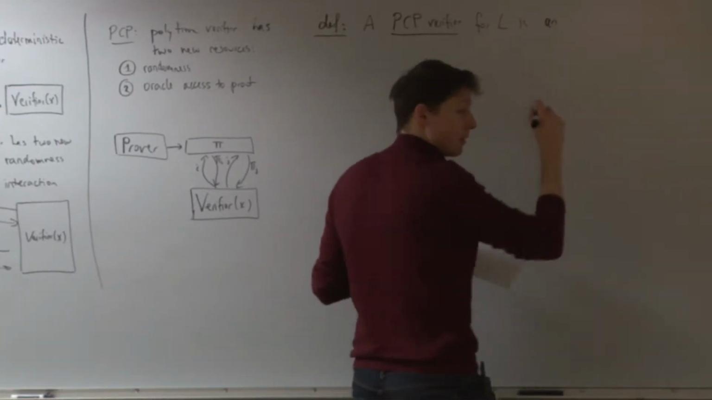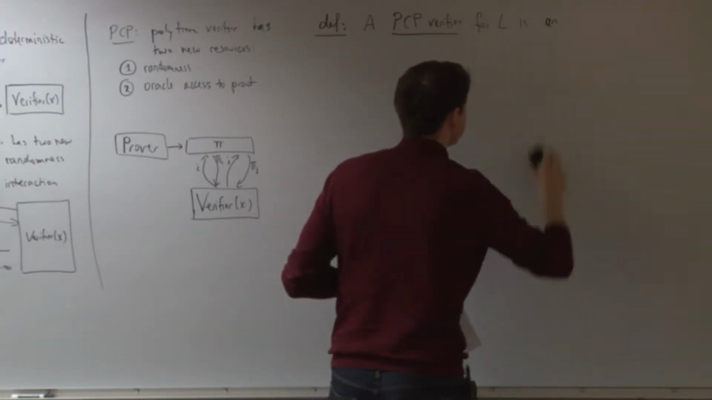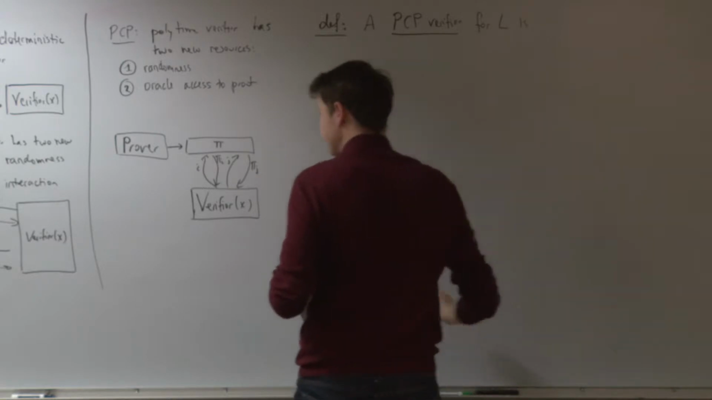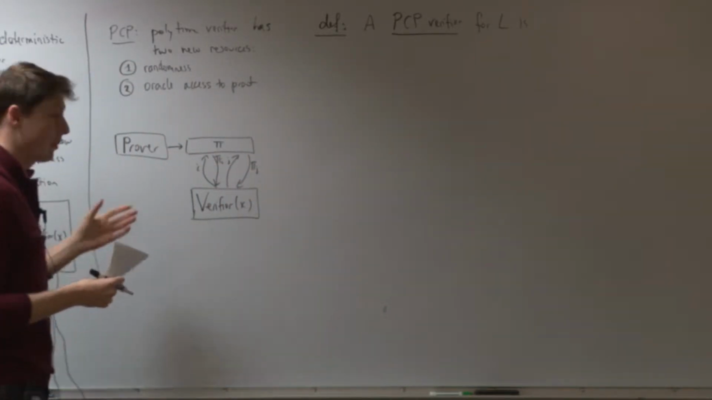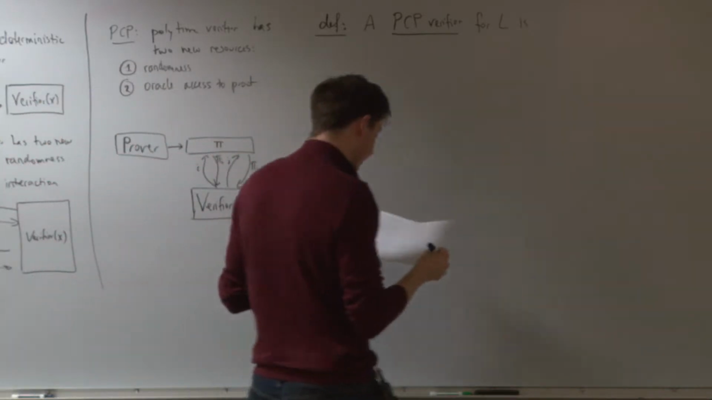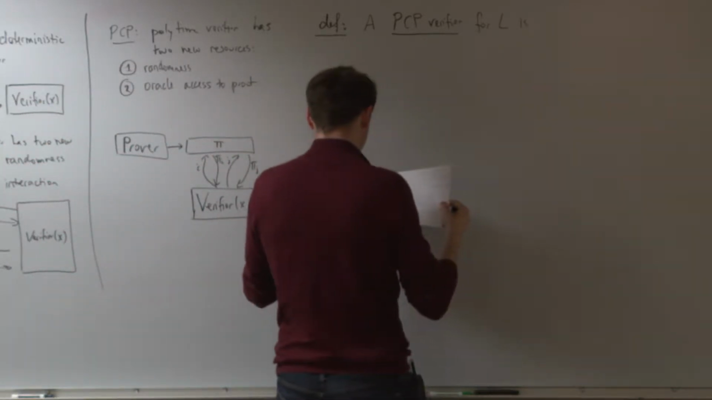What's the difference between this paradigm and letting the verifier ask the prover for index i and the prover returns the i-th bit? Good, we'll come back to that later. Okay, there's a big difference.